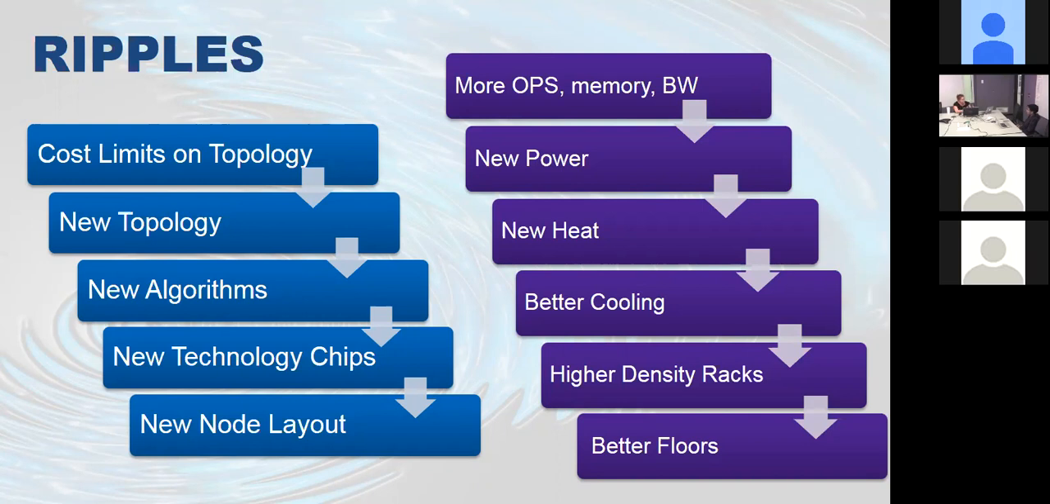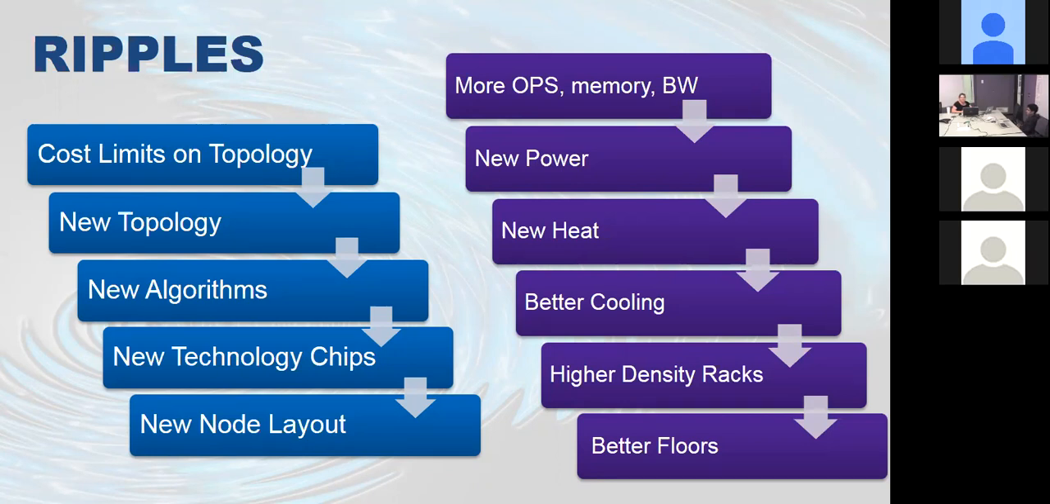That might mean we need new chips within the actual hardware technology. But that might even mean that you need new node layouts, depending on how closely you're integrating the interconnect onto your nodes. And then that's going to impact your real estate for other things. And so there are these cascades of impacts for everything.